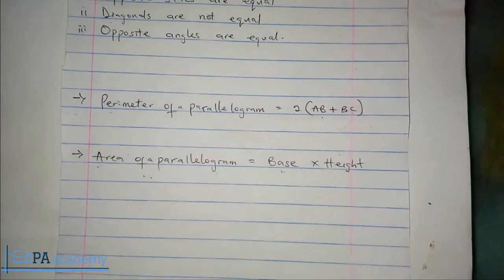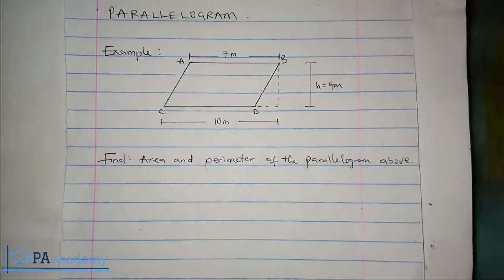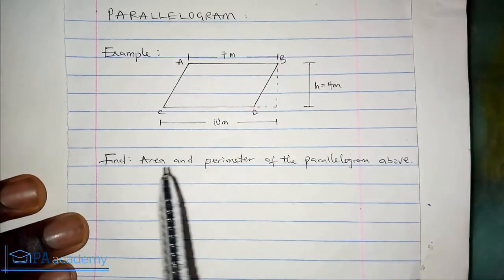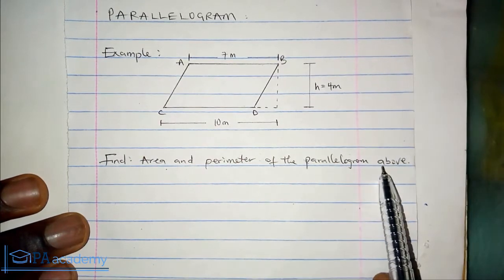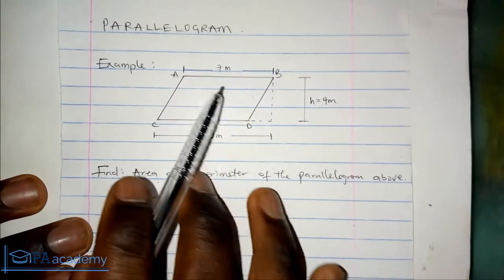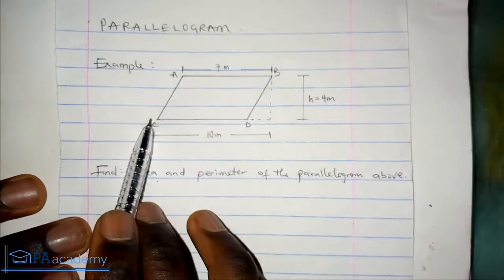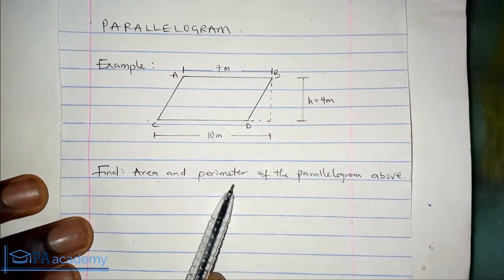So we are going to be looking at an example. We are going to apply all these formulas in this example. This example says, find the area and perimeter of the parallelogram above. Now take a look at this parallelogram. ABDC, that's the parallelogram. We are asked to look for the area and the perimeter.